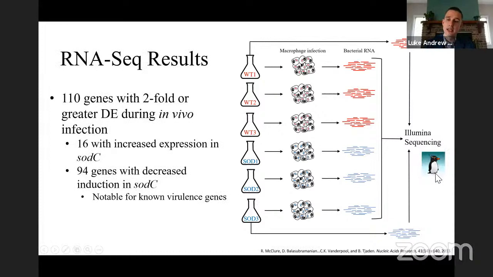And to analyze our sequencing data, we used Rockhopper, which is a freely available bacterial RNA-seq analysis platform online that was developed by the Vanderpool lab as part of a collaboration they had worked on. And our results from that was we saw 110 genes that had at least 2-fold or greater differential expression during in vivo infection. And so 16 of those had relatively increased expression in SOD1 compared to wild type, but the vast majority, 94 of them, had decreased induction in a SOD1 background. And what was interesting about this and really caught our attention that was unexpected was there was a lot of virulence genes that were present in this list of 94 genes.